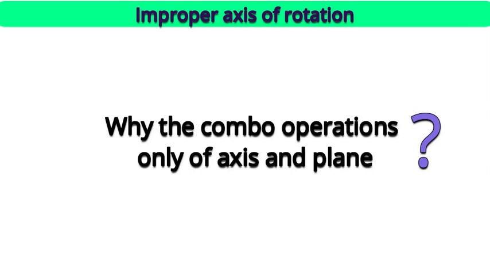Then what is the need of another operation? What is the need of another element? Therefore, we are not considering other kinds of combinations. This is the only combination because of proper definition and because of getting the maximum number of unique operations. Overall, all unique operations we cannot cover otherwise. Therefore, this improper axis of rotation is considered.